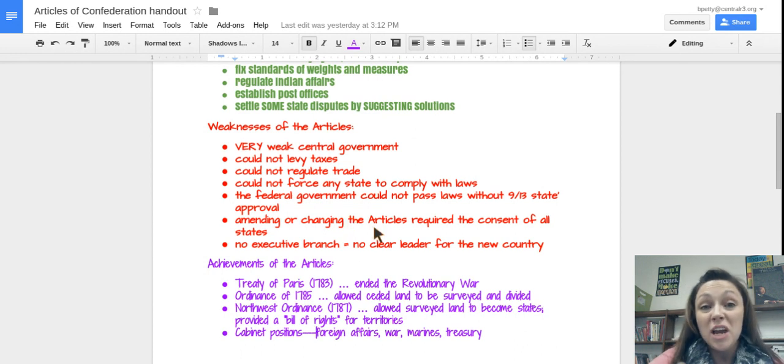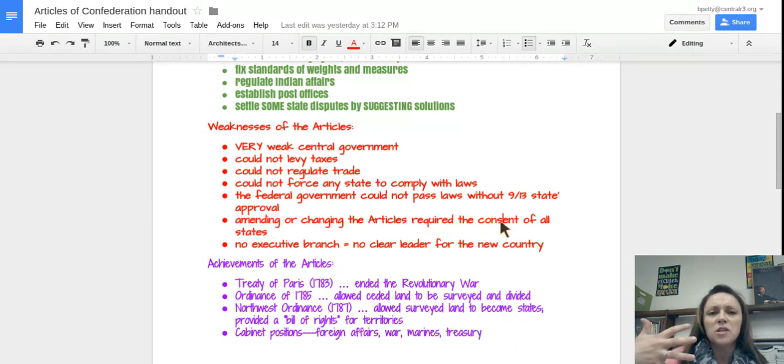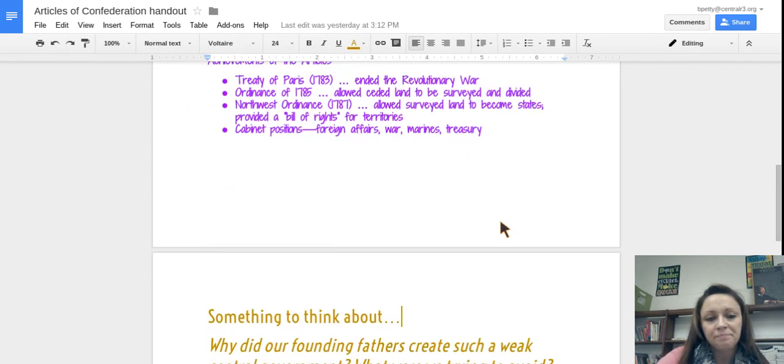If they wanted to change or amend the Articles of Confederation, all of the states had to agree 100% on every change. And there was no executive branch, which meant that there was no clear leader for our country. So jumping back up here to this bullet, because it took so much approval to get anything amended with the Articles, it was never amended, not once, which eventually led to the new Constitution.